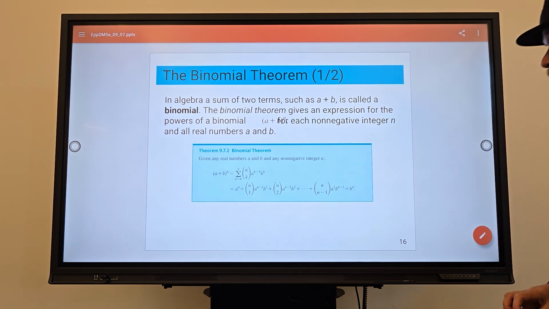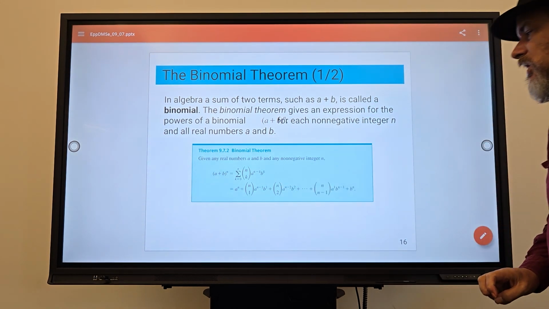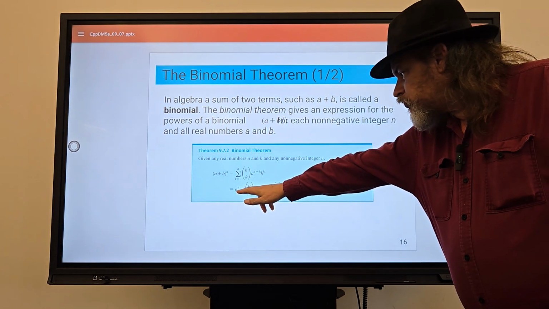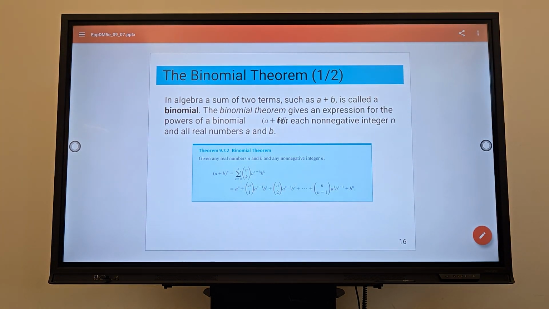So the binomial theorem, you might remember from college algebra at some point in the past, is this here. When you expand it out, it is a to the nth plus n choose 1, a to the n minus 1 times b to the 1, plus n choose 2, a to the n minus 2 times b to the second, all the way up to n choose n minus 1 times a to the first times b to the n minus 1, plus b to the n.